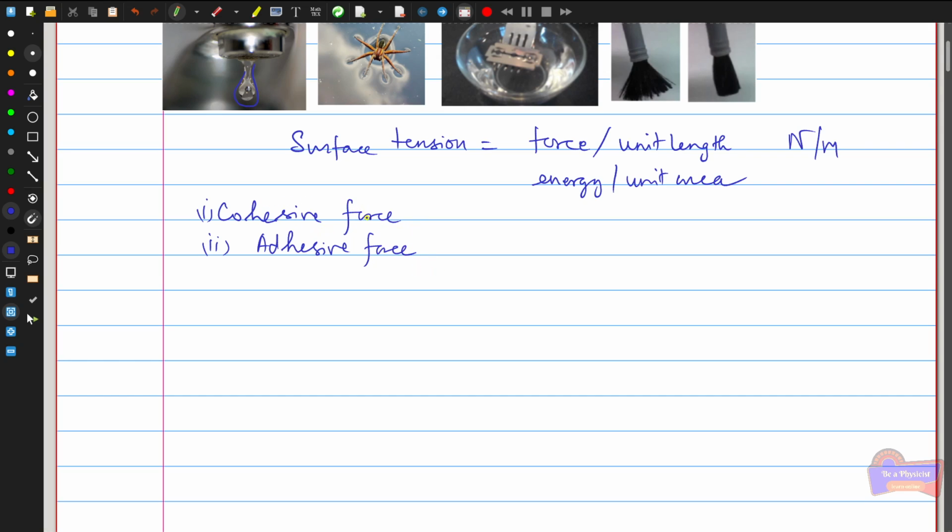Both are attractive forces, but the cohesive force is the attraction between two molecules of the same substance. For example, if you consider water, the force of attraction between two water molecules is an example of the cohesive force.